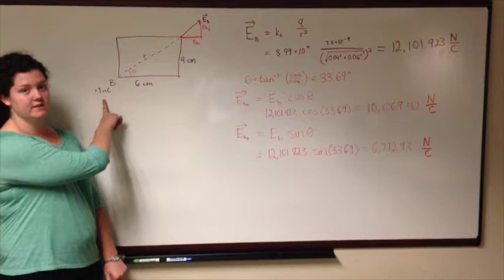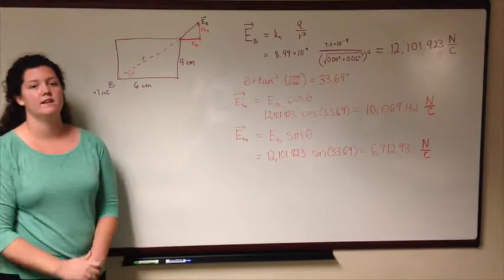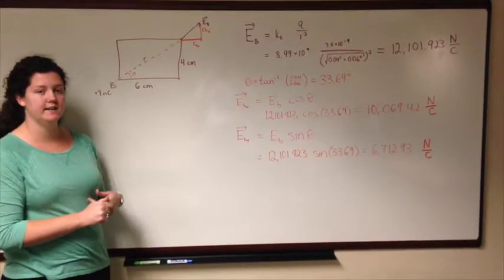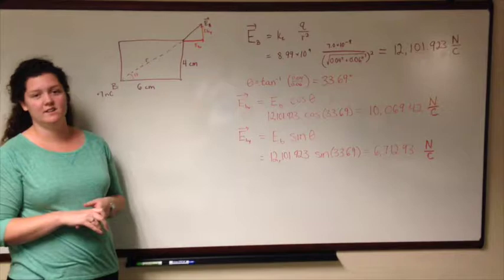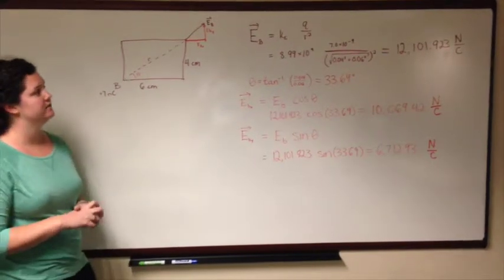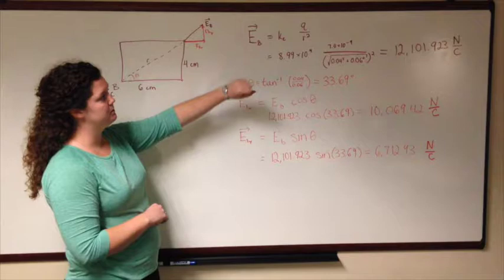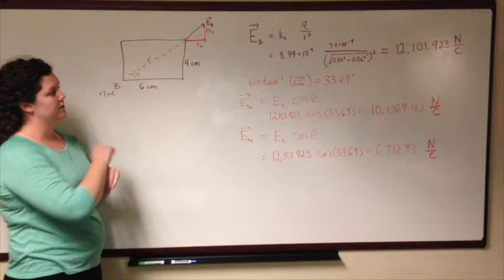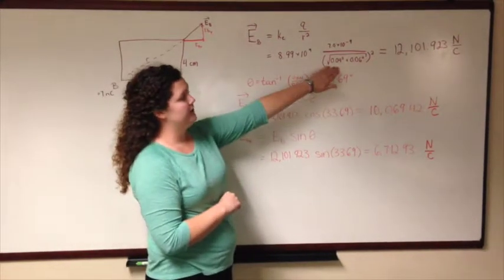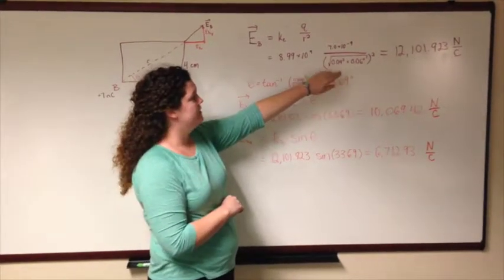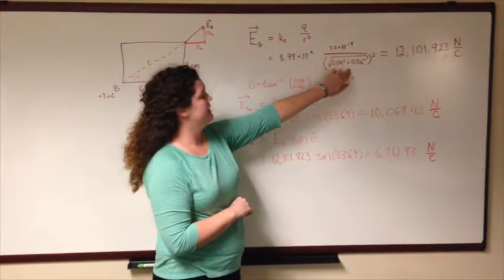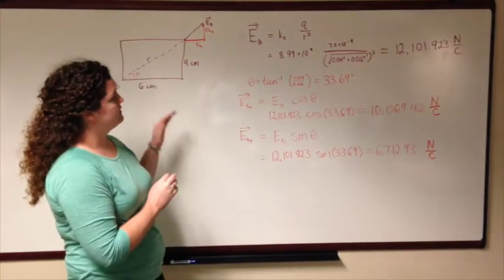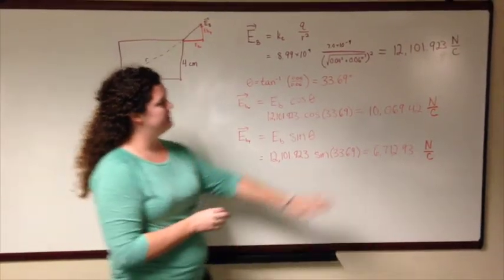So to find the electric field on our test point, due to point B, which has a positive 7 nanocoulomb charge, is a little more complicated because it doesn't intersect the point at a right angle already. So we're going to have to first of all find the net electric field due to point B, and then break that electric field up into its components. So to find the net electric field, we do the same equation that we used before, except for this time we have to solve for our r using the Pythagorean theorem. So we have 4 centimeters squared plus 6 centimeters squared, the square root of that number, that whole quantity squared.